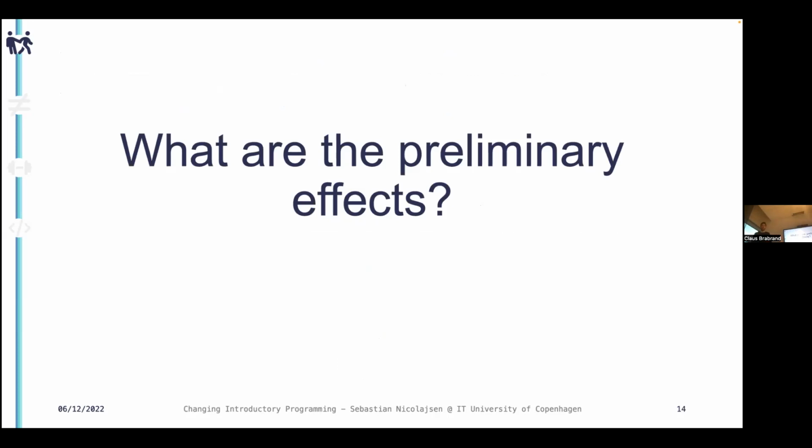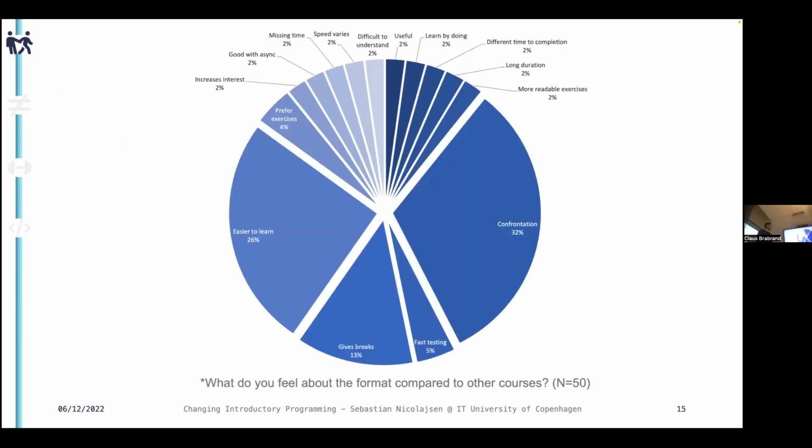And what are the preliminary effects of that? Well, this is a pie chart, and you can probably not read a lot of it. So what we did was an early evaluation 8 weeks into the course, and we got, I think, 99 respondents overall, with various questions. Here we see 50 of them answering what they feel about the format specifically compared to the other courses. We want to know what they like and what they do not like. And so I did some qualitative analysis of this.